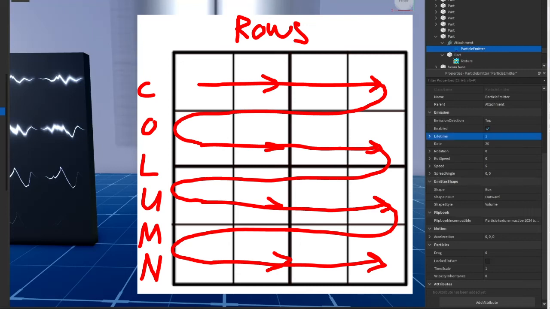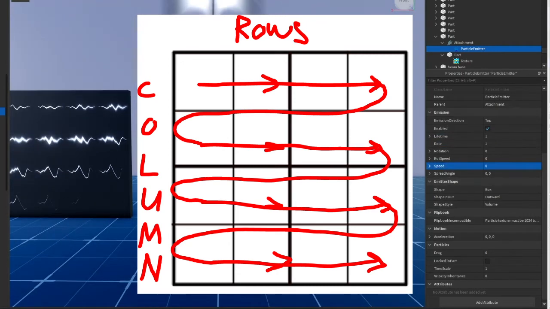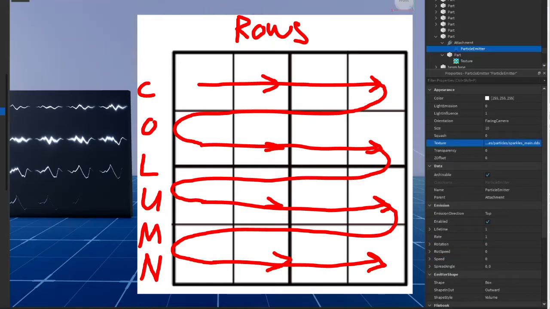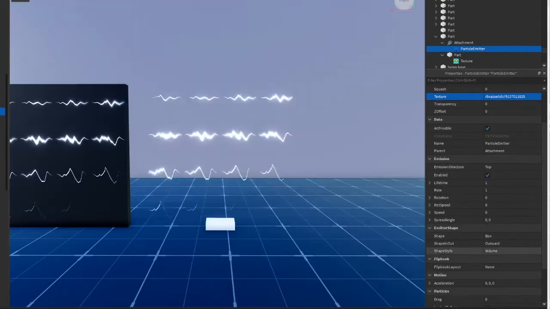The textures scroll from left to right on each row and then up to down on the columns. Once it's finished its current row, it will move on to the next column and start over again, all the way from the left side to the right side.